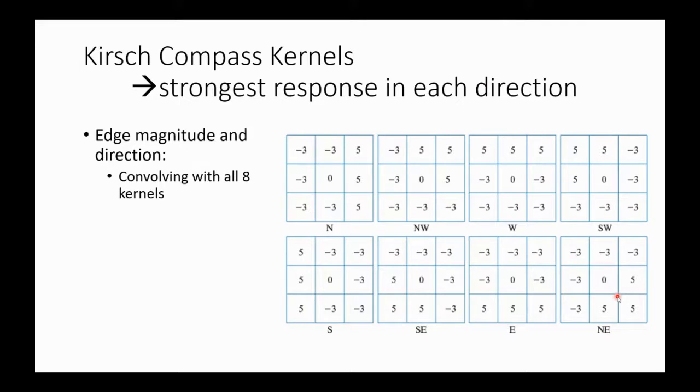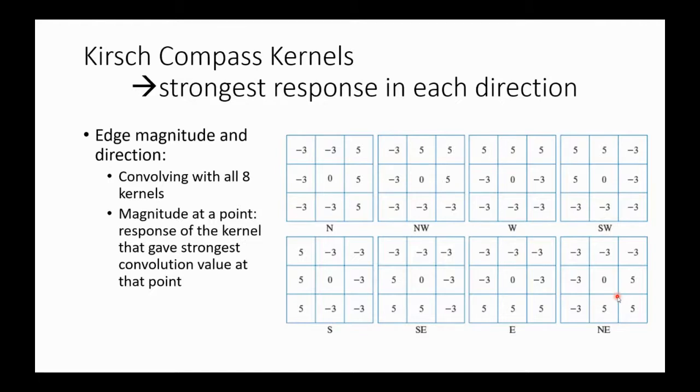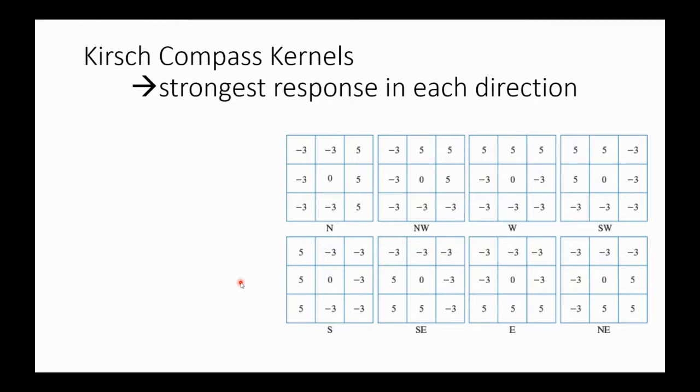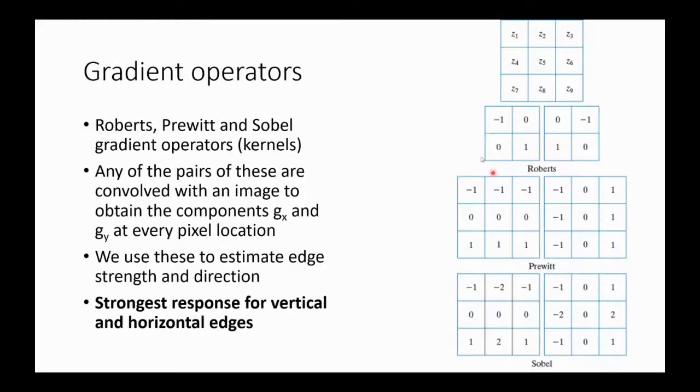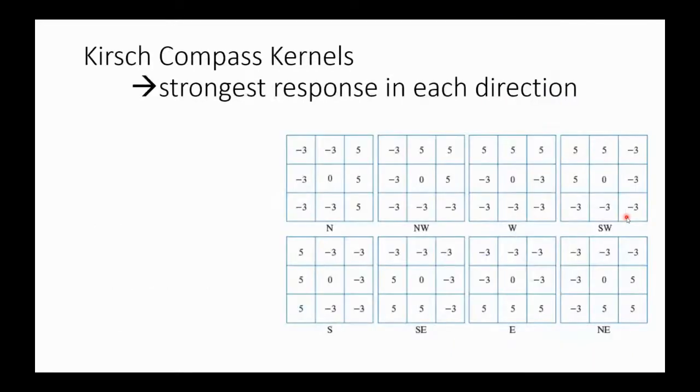For edge magnitude and direction, we convolve the image with all 8 kernels. The magnitude at that point will be the response of the kernel that gives the strongest convolution value at that point. The edge angle at that point is the direction associated with that kernel. That's basically the same thing as we've done here, but these 2 kernels only give the x and y components of the gradient.